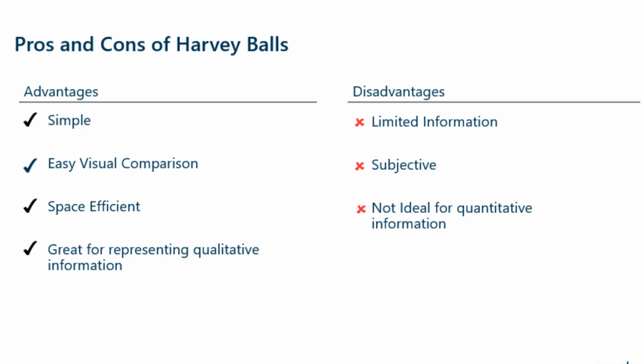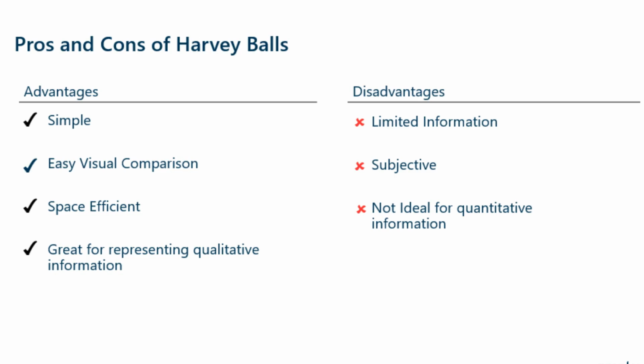The main advantage of using Harvey Balls is their simplicity, as they allow for quick visual comparisons. Also, they are space efficient and therefore great at representing qualitative information without the need for extensive explanation overwhelming the slides. However, their simplicity can in some instances be seen as a disadvantage, as they only give limited information.